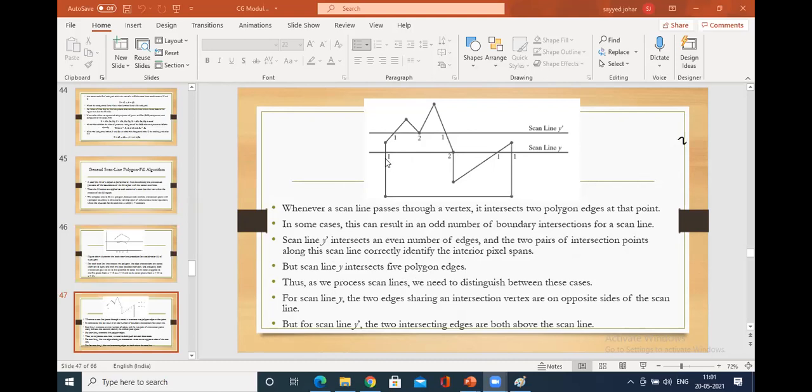You could see scanline y intersects the 5 polygon edges, edge number 1, 2, 3, 4, 5. Similarly, this intersects through edge number 1 and edge number 2. It is a vertex. The scanline y dash intersects through the 2 edges, whereas scanline y intersects through the 5 edges, edge 1, edge 2, edge 3, edge 4, edge 5. So we have to distinguish these scan lines based on some sort of knowledge. That is with the cases.